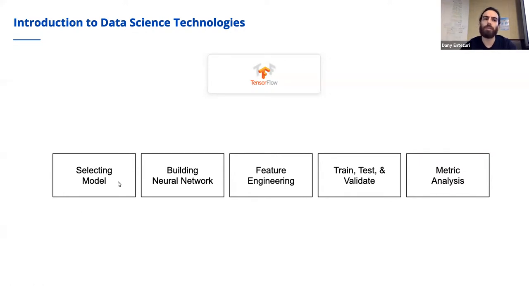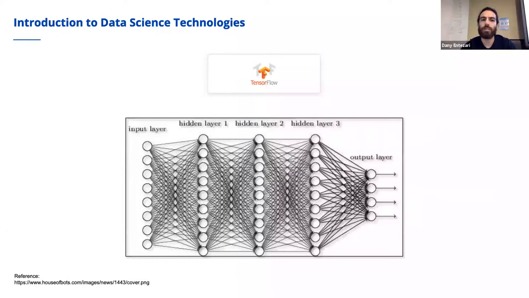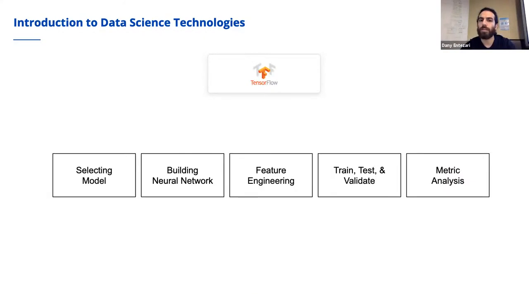So you must select the model, but then you need to build the neural network. A neural network has the following components. You have your input layer, then you have a series of hidden layers. You can have 2, 3, 4, and then you finish with an output layer. So TensorFlow allows you to build a neural network with relative ease. Assuming you know what a neural network is and you understand what layers you have to build, TensorFlow makes it easy for a programmer to build them.